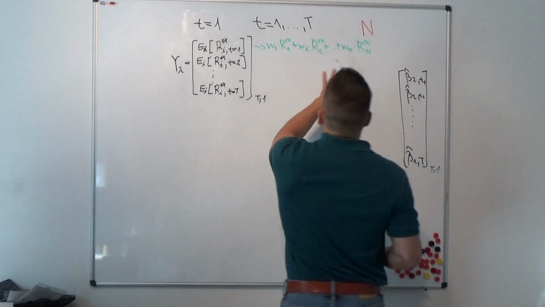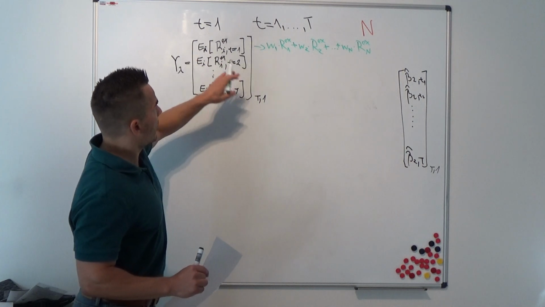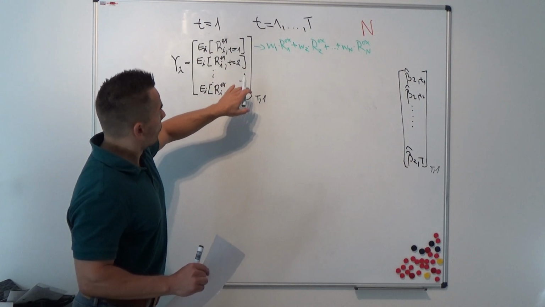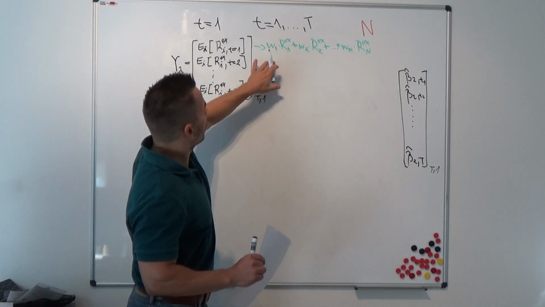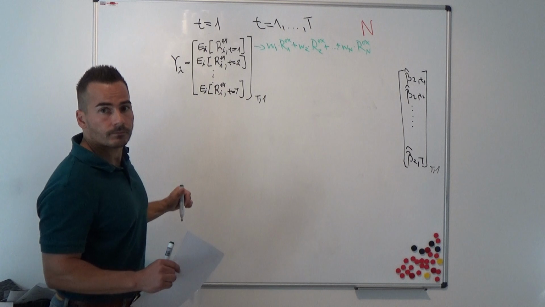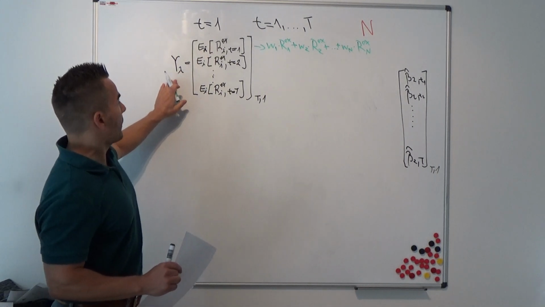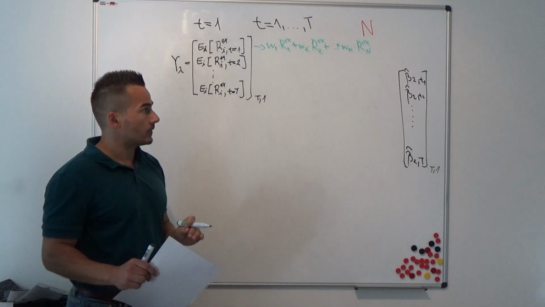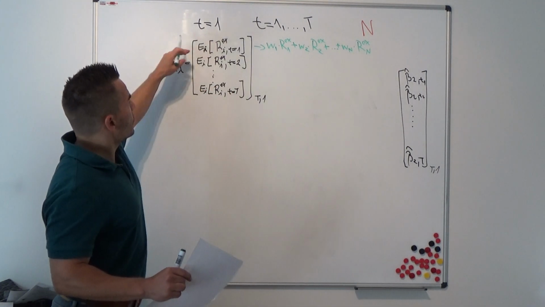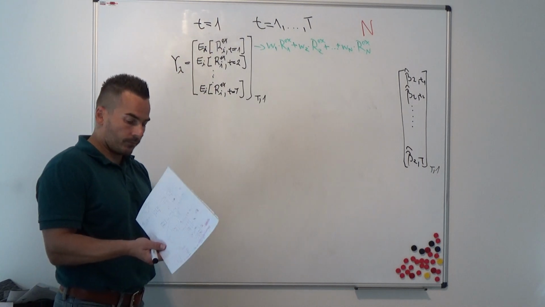So we do this procedure for each point in time. We always take the value-weighted return across all stocks, for each point in time. This is how we construct this capital Y lambda vector. So the dimension here is t by 1.